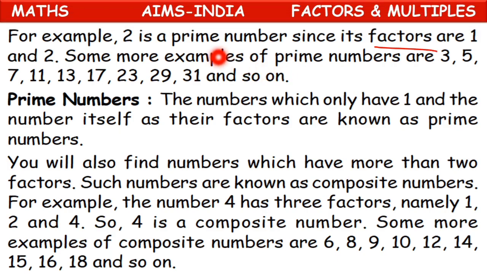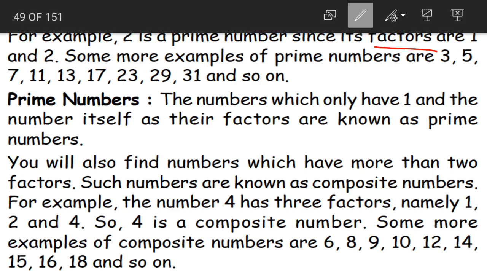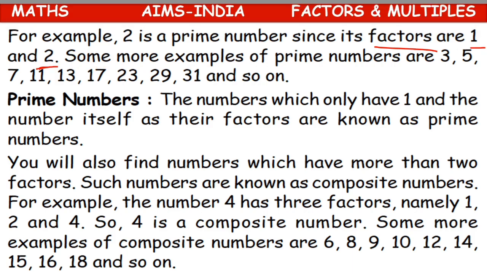A factor is a number that divides the given number completely. So when we divide the number by its factor, the remainder should be 0. So 2 has only 2 factors, that are 1 and 2, that is 1 and the number itself. So what does that make 2? 2 becomes our prime number. Some more examples of prime numbers are 3, 5, 7, 11, 13, 17, 23, 29, 31 and so on children.